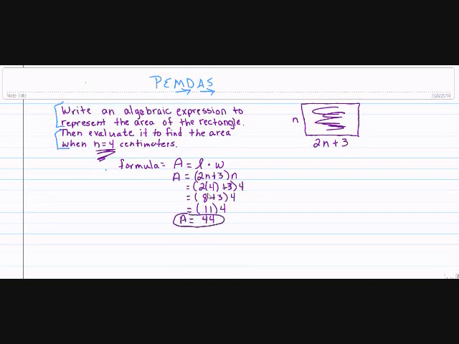So here we go. And I did 2 problems. I wrote the algebraic expression, and then I solved it.